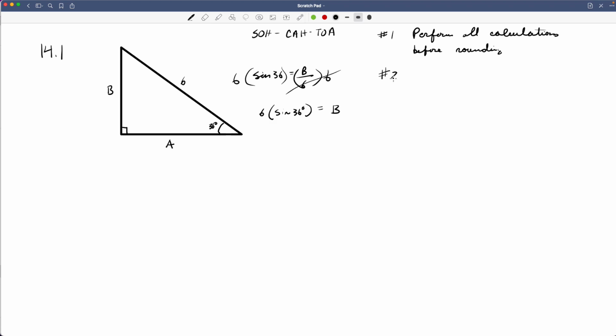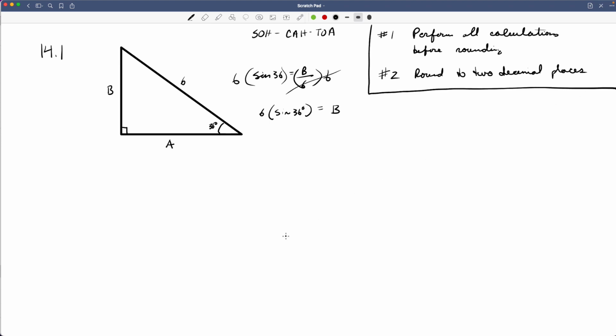Number 2, round to 2 decimal places unless otherwise specified. Now, if the problem that you're given says to round to 3 or round to 4, that's fine. Follow the directions that you're given. But if you're not given directions and we have problems like this that have long decimal numbers, by default, I want you to round to 2 places, okay? So those are our 2 ground rules for this year.